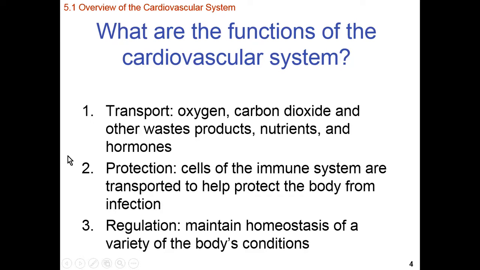We also use our cardiovascular system for protection. We have cells within our cardiovascular system that are going to help protect our body from infection. The principal cell type is going to be our white blood cell. And then finally, we also have regulation. We are going to use this cardiovascular system to help maintain homeostasis in our body. And when I use this term homeostasis, I mean a relatively constant internal environment.